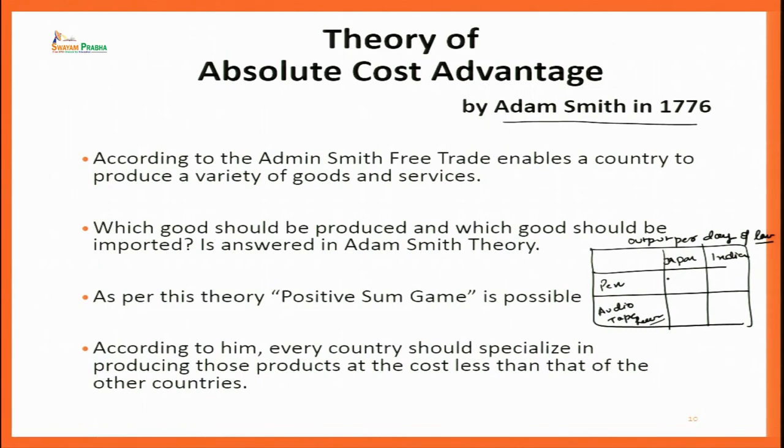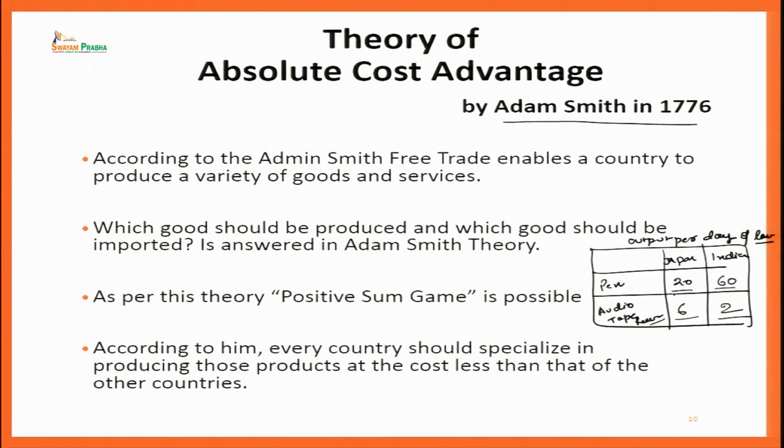Say for example, Japanese people are able to produce on a daily basis 20 pens, wherein 60 pens are produced in India, and 6 tape recorders are produced in Japan and 2 tape recorders are produced in India. So the absolute advantage can be easily seen here. This is the chart on a per day basis, just for the sake of better understanding, I am assuming this example that Japan is producing 20 pens and India is producing 60 pens on a per day basis. 6 audio tape recorders are produced in Japan and 2 audio tape recorders are produced in India.